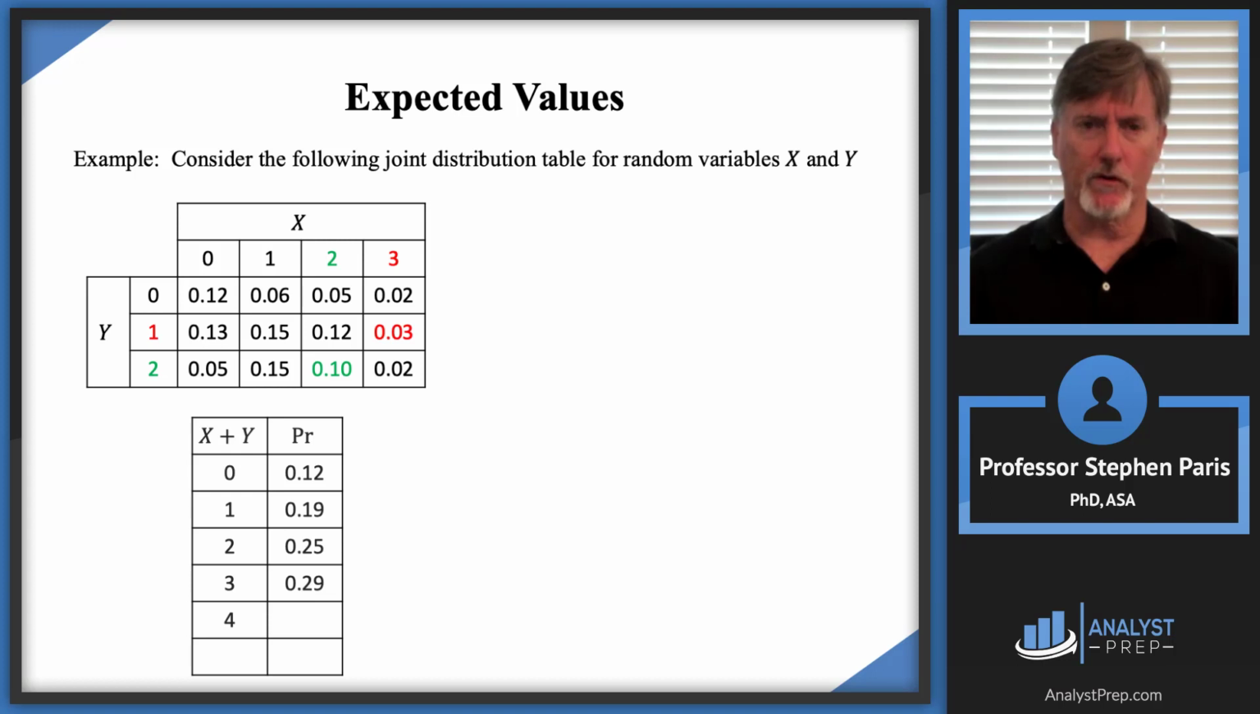Or I could get a 4 for cap X plus cap Y with a probability of 0.13. The largest value I could get for cap X plus cap Y would be a 5, because cap X can be at most 3 and cap Y can be at most 2. The probability of that occurring is 0.02. Notice that the sum of all these probabilities is 1, so I haven't left anything out.